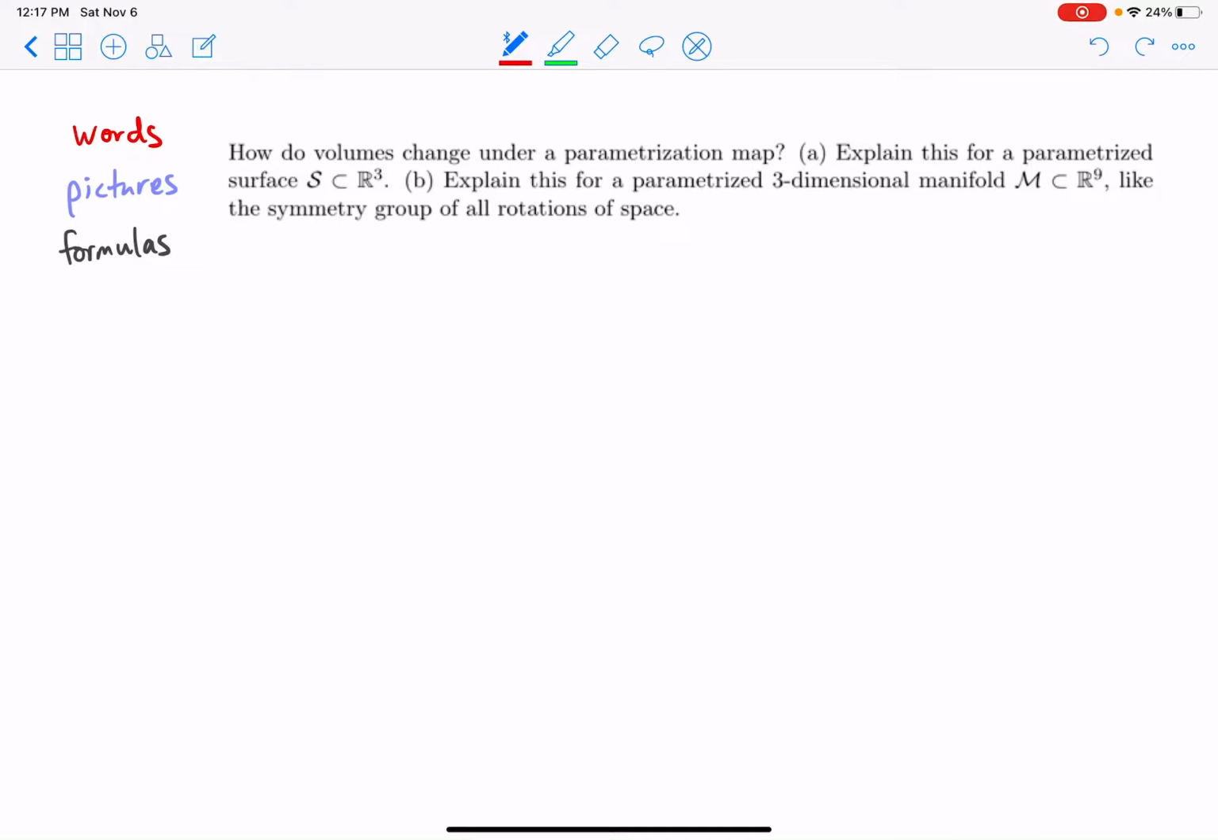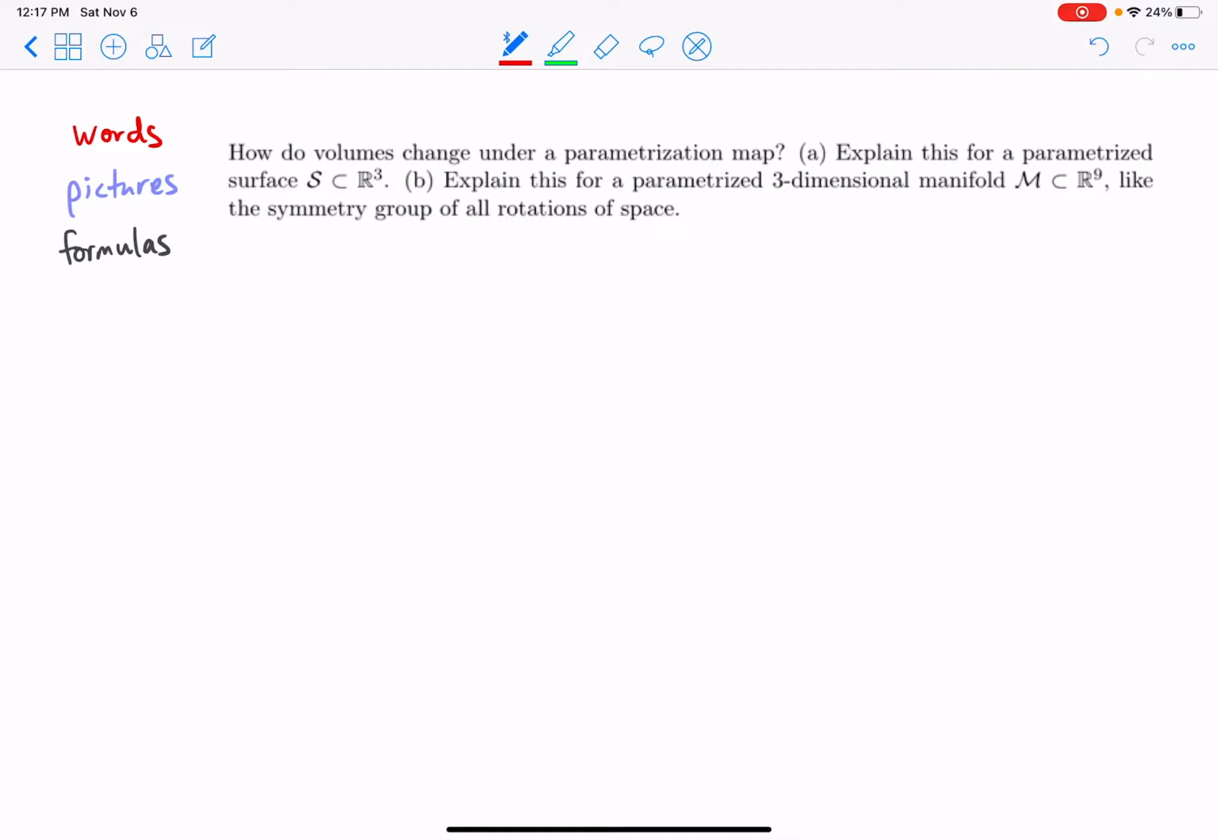Hi everyone. How do volumes change under a parameterization map? Remember, to integrate is to take the volumes times the values of the function, and so we're going to need to know how volumes change soon.